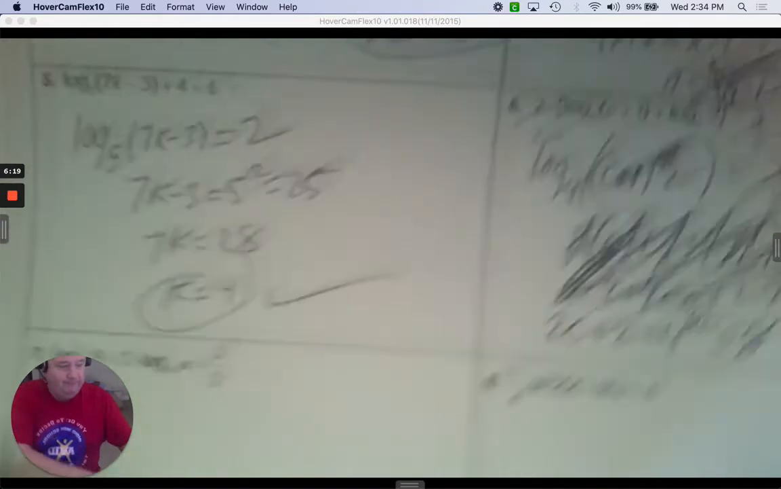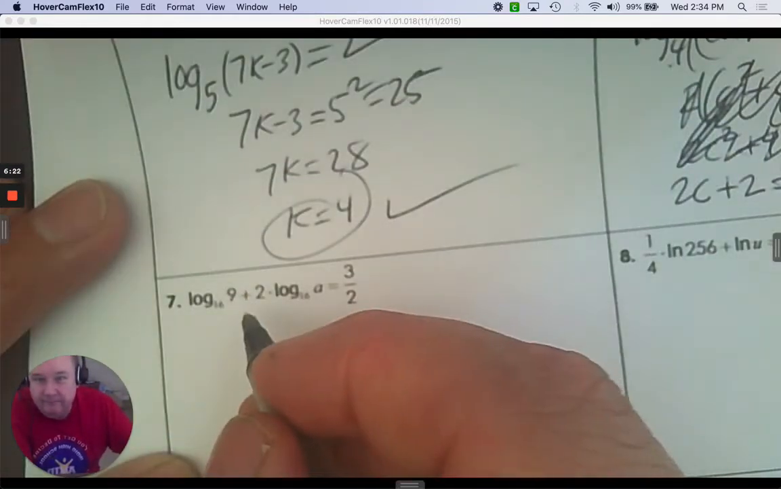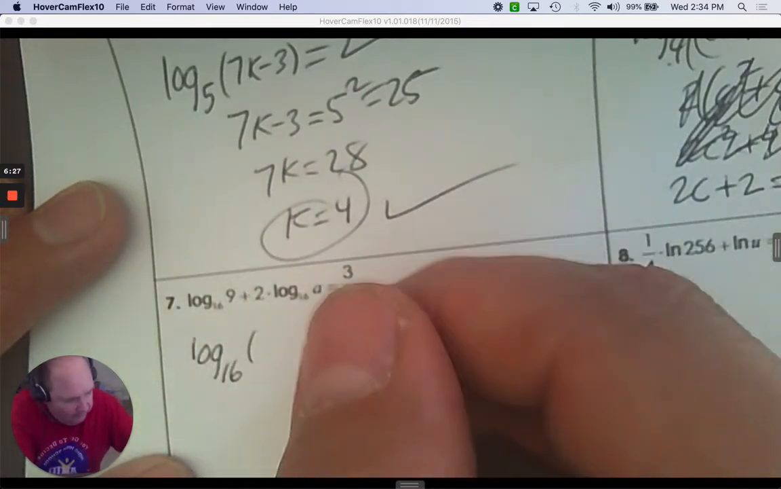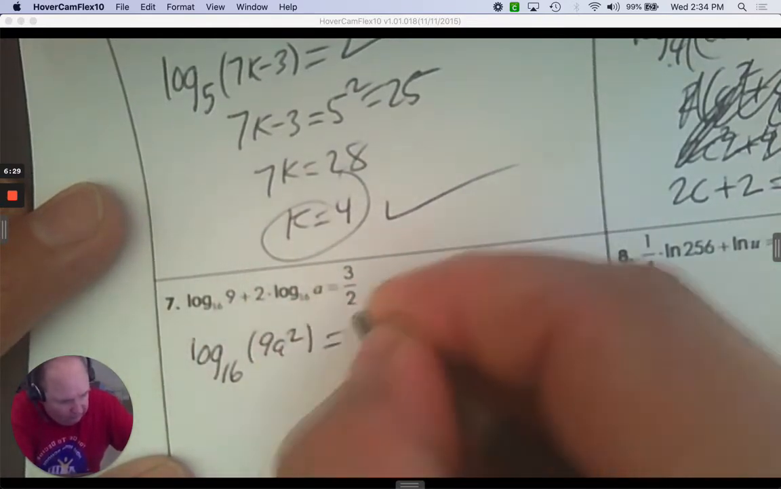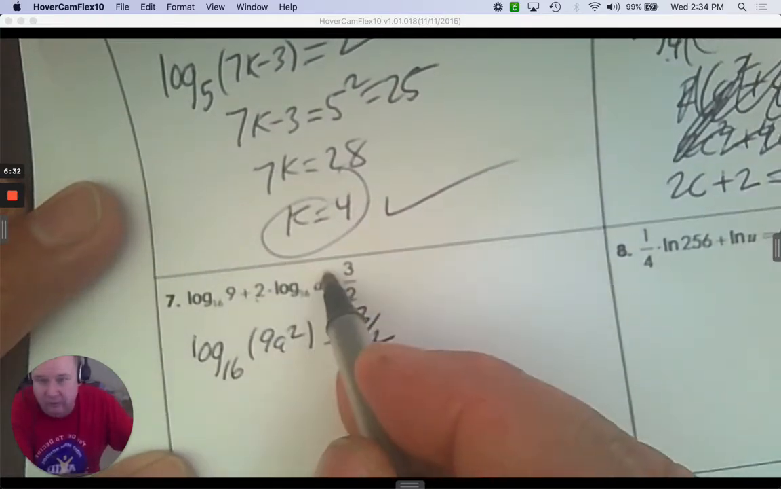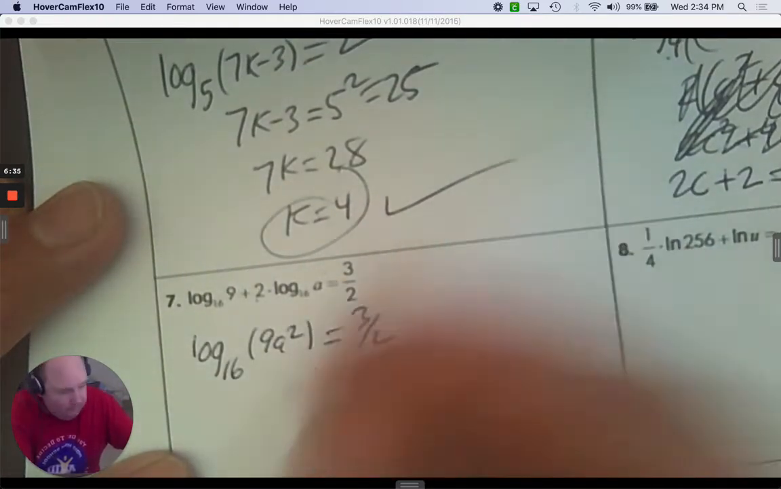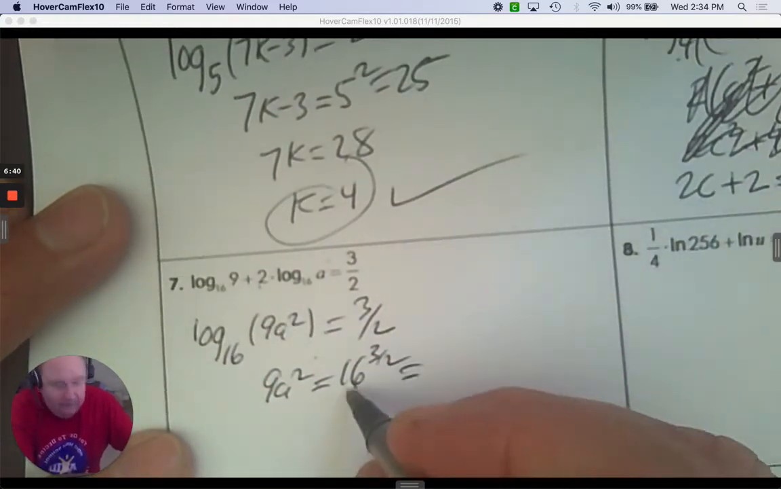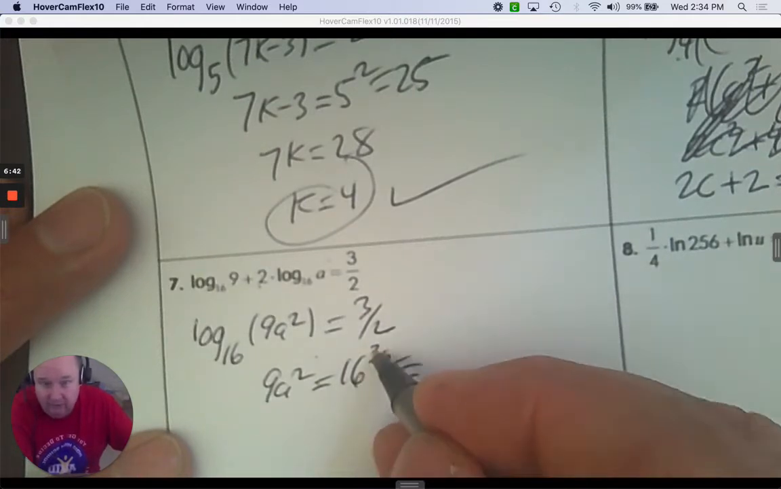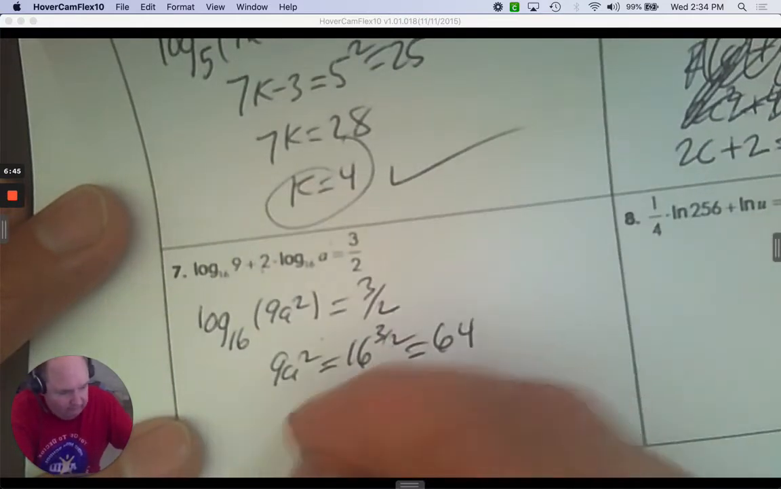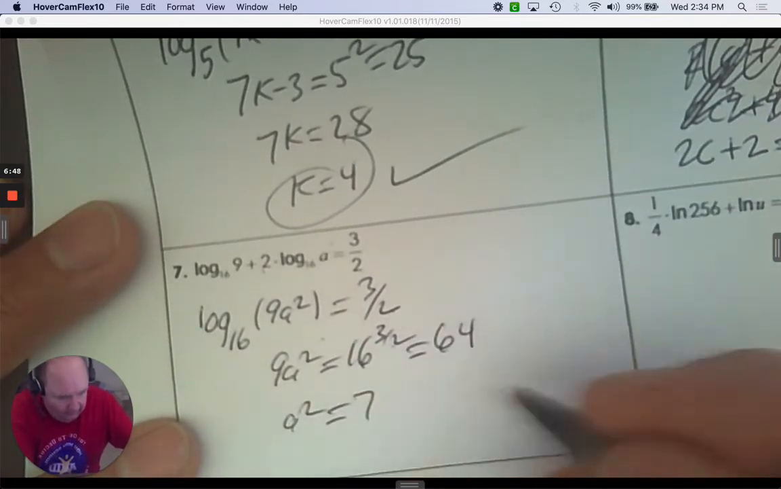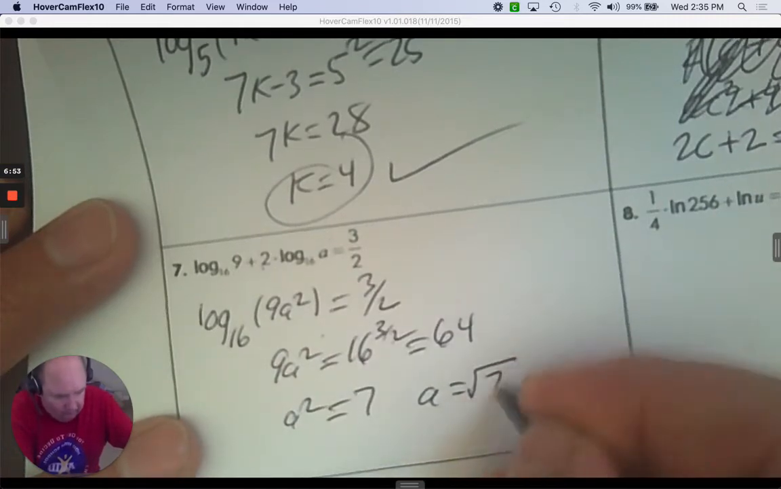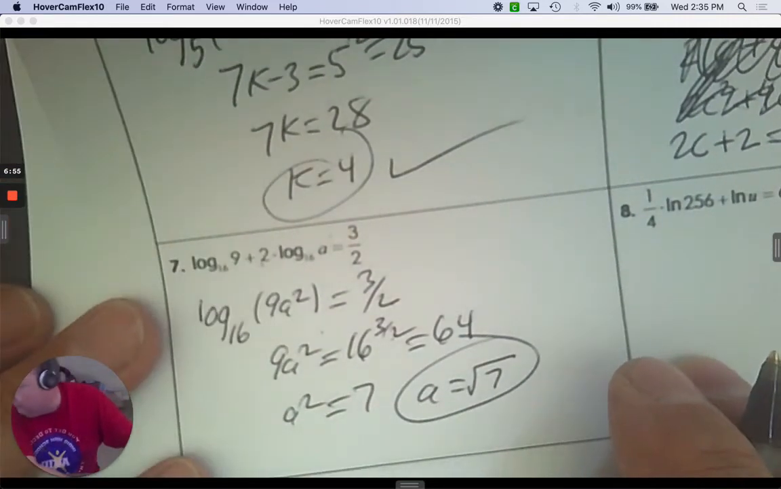Number 7. Let's see. Let's not make a mistake again. Here we go. So when you add, you multiply them together. So that's going to be 9a squared. So 2 is the exponent on a, and then multiply them together. So we have 9a squared is equal to 16 to the exponent 3/2. The square root of 16 is 4, and 4 cubed is 64. Divide by 9, and you get 7. Now, this can't have a negative, so it's not positive and negative. It's just root 7, not positive root 7 and negative root 7.